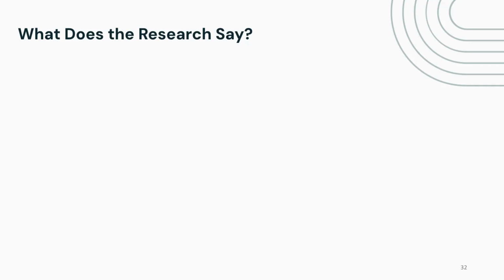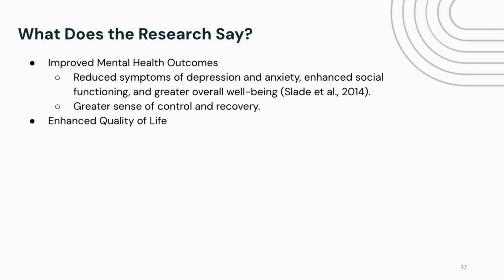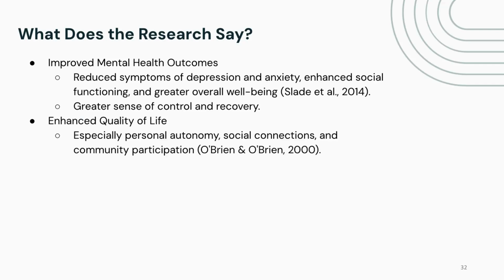Let's look at what the research says about the individual impacts of PCRP. The data says people experience improved mental health outcomes, specifically reduced symptoms of depression and anxiety, and enhanced social functioning and overall well-being. People report that they have a greater sense of control and recovery, an enhanced quality of life, especially personal autonomy, social connections, and community participation. This will make a lot of sense as we start to get into the specific elements within person-centered care.